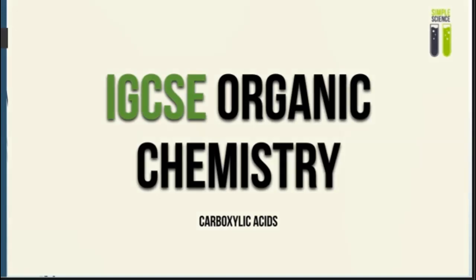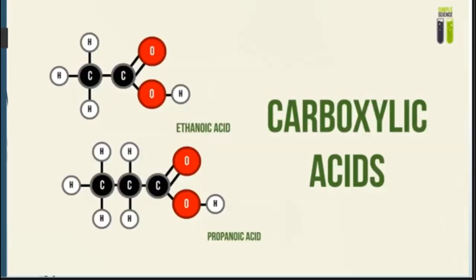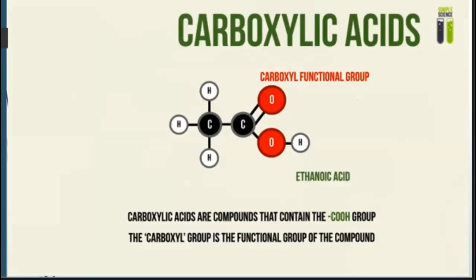Hello everyone and welcome to another simple science video. In this video, we're going to be looking at carboxylic acids in our IGCSE organic chemistry series. So carboxylic acids are just another type of organic molecule in IGCSE chemistry, and they are just another type of homologous series. They are inherently acids, and just like how we analyzed and studied organic molecules, we're going to be looking at carboxylic acids with special regard to their functional group.